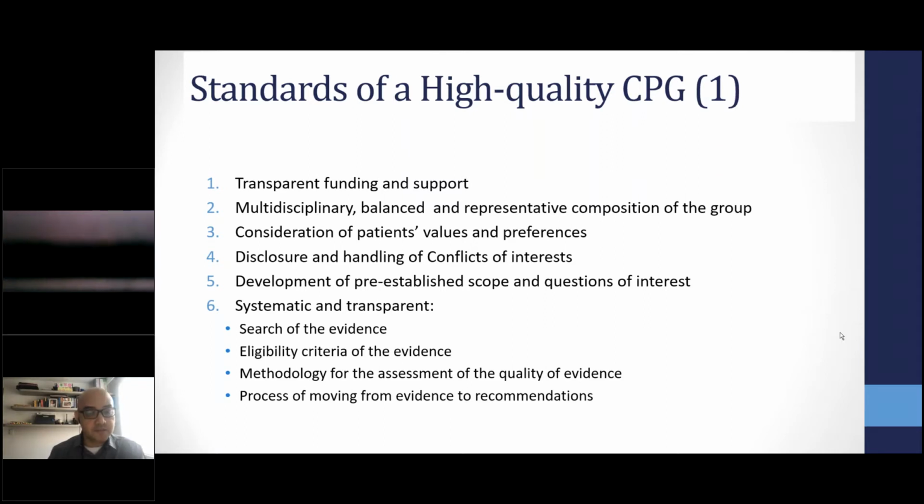Systematic and transparent. The search for the evidence, the systematic review process, and the eligibility criteria for selecting the evidence should also be established in advance. The methodology for assessing the quality of evidence, of course, should be very transparent and very clear. And the process of how the group moves from the evidence to developing the recommendations should be very clear and very explicit in the guideline process. Next, please.